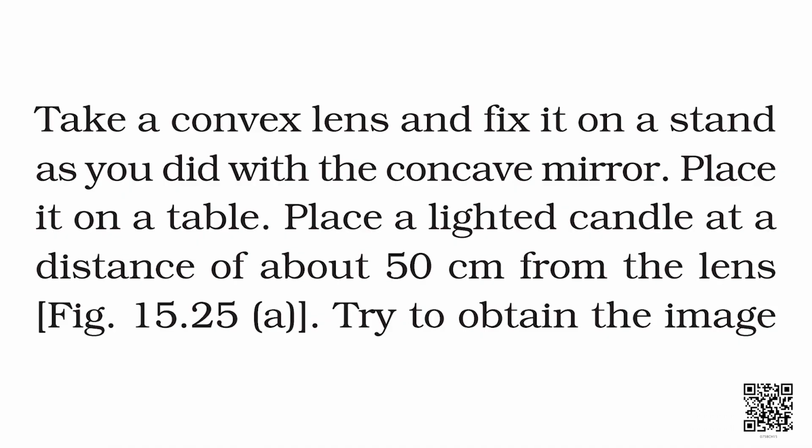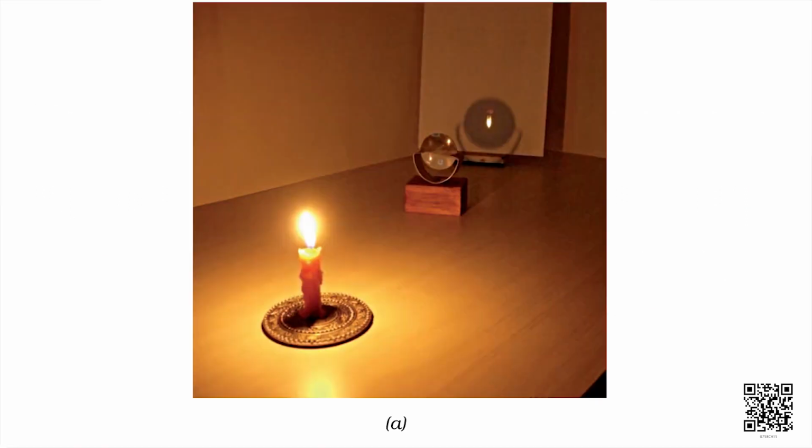So students, we have seen in the case of mirrors that for different positions of the object, the nature and size of the image change, and this is true for lenses also. Let us perform another activity and find out how. Activity 15.10. In this we will take a convex lens and fix it on a stand as we did with the concave mirror. Then we will place a lighted candle at a distance of about 50 cm from the lens, as you can see in this image.